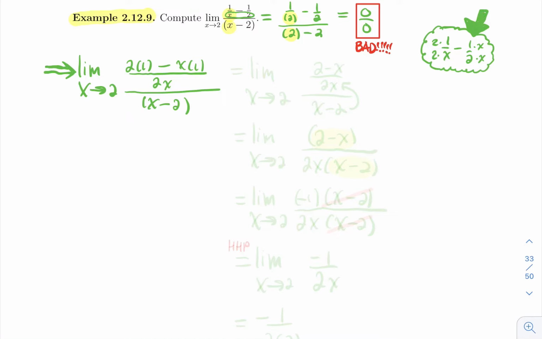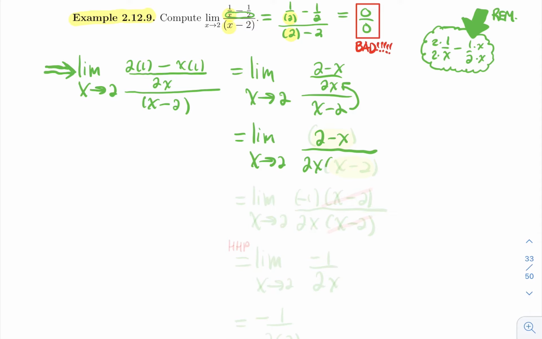Now, if you simplify a little bit, you're going to get the following. The limit as x approaches 2 of 2 minus x, that's at the numerator, over 2x, divided by x minus 2. Now, if you have a fraction divided by something, you just need to take the x minus 2 from the denominator to the denominator of the fraction. So you're going to get the limit as x approaches 2 of 2 minus x over 2x times x minus 2. So we're almost done here.